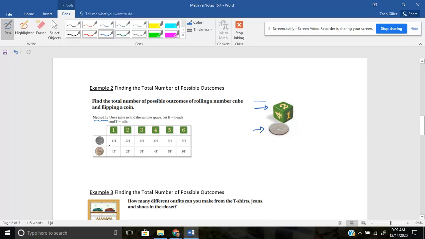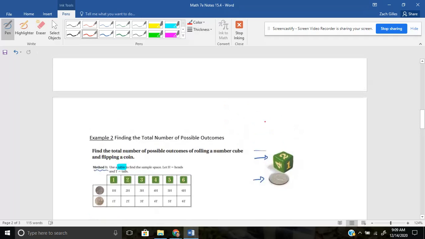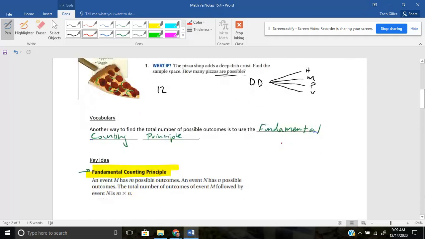I could roll a one and get a head. I could roll a one and flip a tail. I could roll a two and flip a head, or I could roll a two and flip tails. So on and so forth. This is one way for you to find the total number of possible outcomes, by making a table, okay? When you make a table this way, it's very similar to what you would do if you used the tree diagram like we did up here.